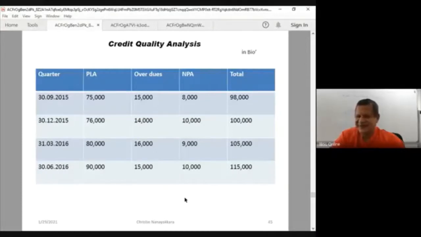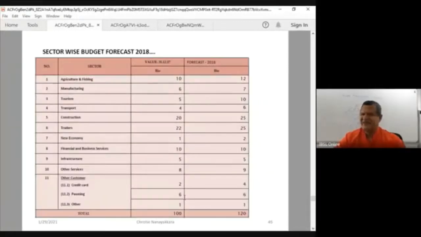In June, facilities have been increased to 115. Another 10 billion has been added. Out of that 10 billion also, only 5 billion has gone to performing. And you can see there's a decrease in the overdue, but an increase in NPA. So this is the quarterly analysis of your entire bank's portfolio. Now we'll see how you segregate this into industries.